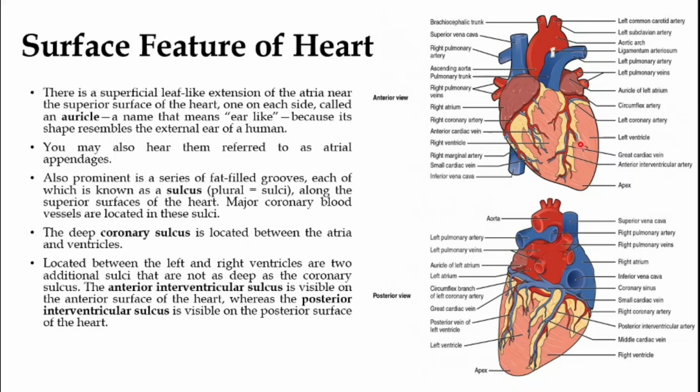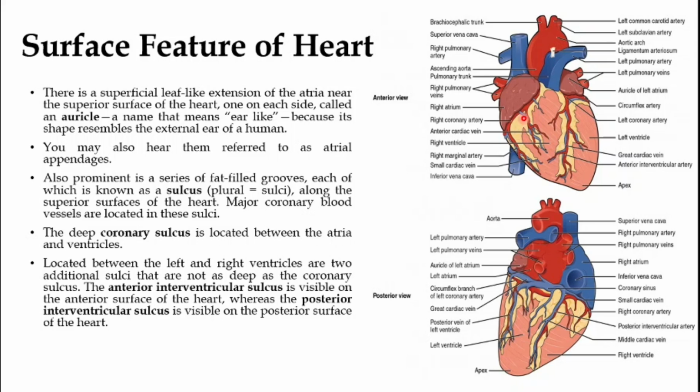Also on the surface of the heart, we can find some grooves or depressions. This yellow color is where the coronary vessels are traveling, and below the coronary vessels there is a groove. There are grooves or depressions on the surface of the heart in which the coronary vessels are traveling.